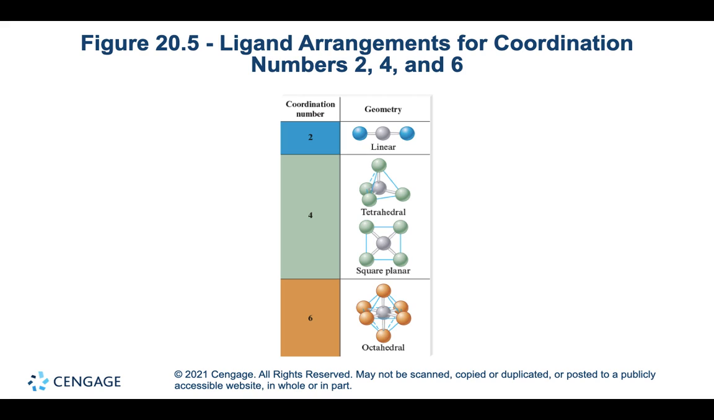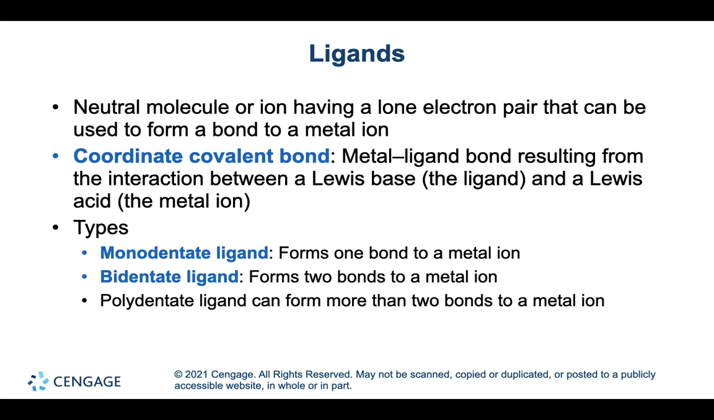If you have a coordination number of 2, in other words, if the central cation is bonded to 2 ligands, they will typically bond in a linear geometry. If you have 4, they could bond tetrahedral or square planar, depending on exactly how the bonding takes place, and we'll get into each of those later. If you have a coordination number of 6, you're typically going to be octahedral.